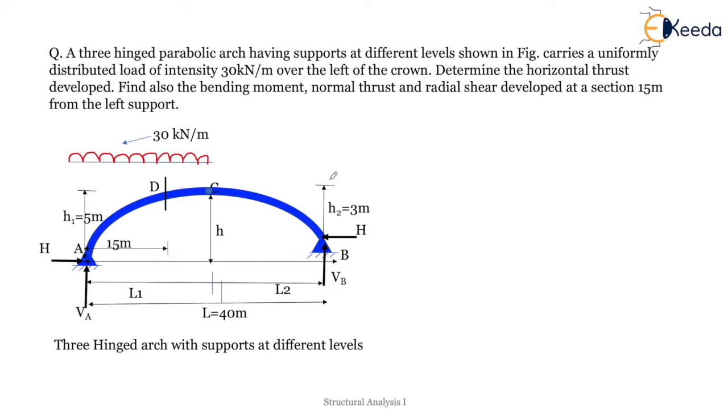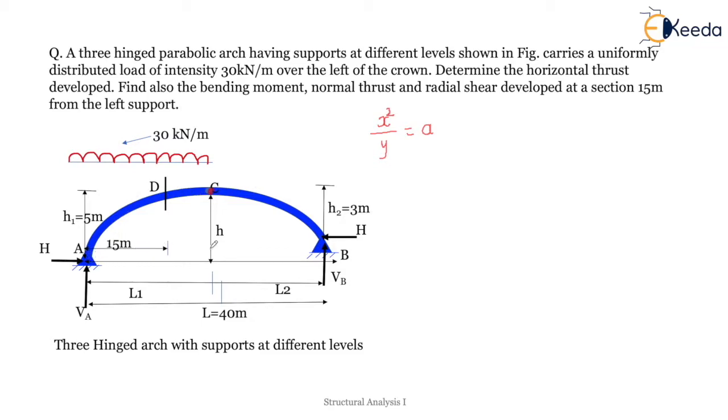Now before we solve the problem, a very important thing: consider the origin. For this particular problem, let us consider the origin at point C. And for this, how do we write the equation? Like we have seen in our previous class, we write the equation as x square by y is equal to a, where a is a constant.